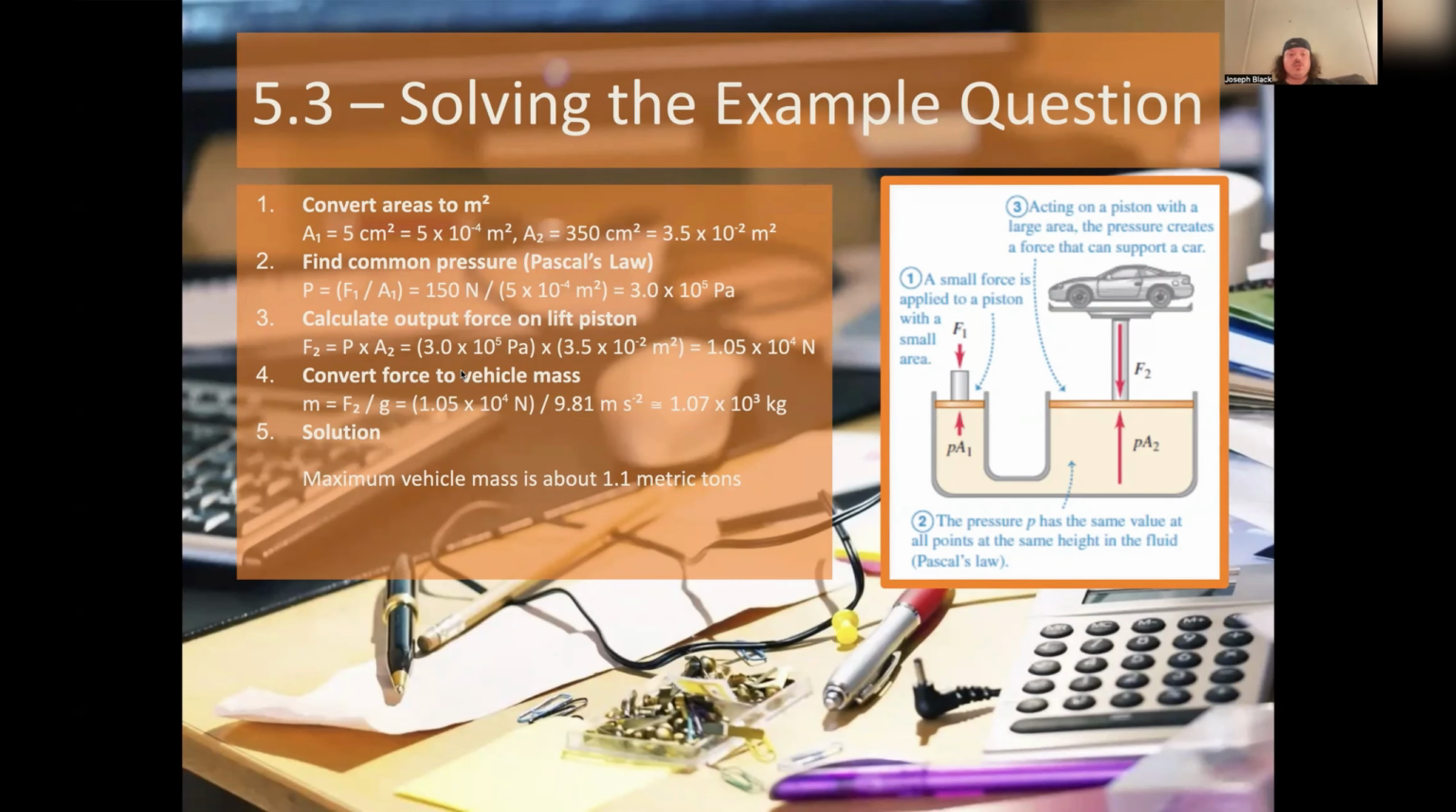Then we convert force to vehicle mass, which is m equals F2 divided by acceleration due to gravity, which is equal to 1.05 times 10 raised to the fourth newtons divided by 9.81 meters per second squared, which is approximately 1.07 times 10 raised to the third kilograms. So the solution to this is that the maximum vehicle mass should be about 1.1 metric tons.